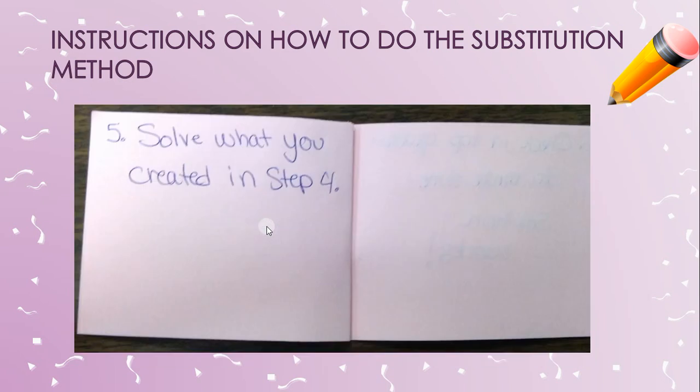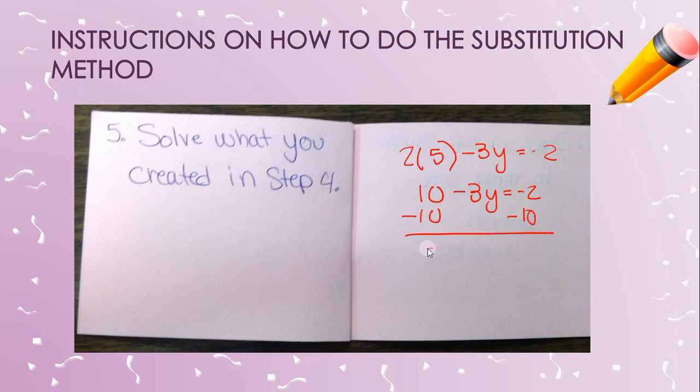Now, step 5 is solve what I just created. So we just got this last time. There we go. So let's solve for y. So 2 times 5 gives me 10. Write the rest there. Solving for y, you're going to subtract 10. Negative 2 minus 10, it's going to give me a negative 12.